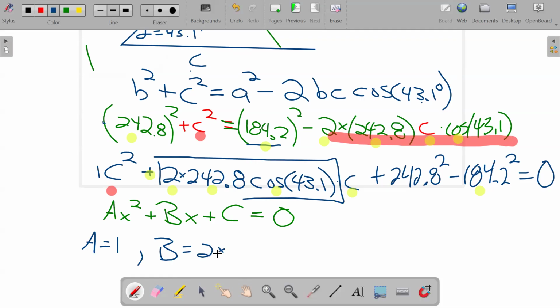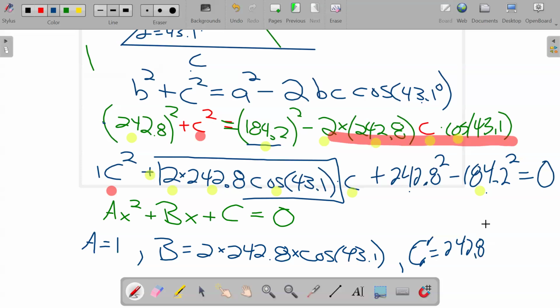Okay, so now I'm starting to think this is way harder than the law of sines. But Desmos should be able to do this. I just wrote it all, the steps, I guess. So that would be my B, and then my C is the difference in those squares. So capital C, not lowercase c. 242.8 squared minus 184.2 squared. So what I would do next is in Desmos, I would say capital A equals this, capital B equals that, capital C equals that, and then type the quadratic formula.